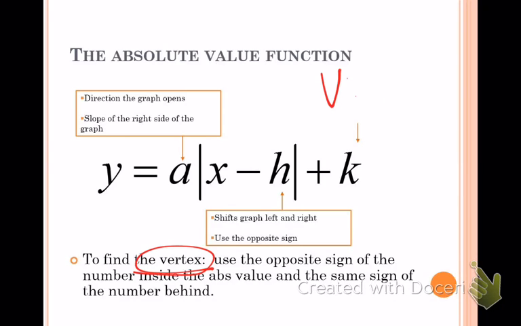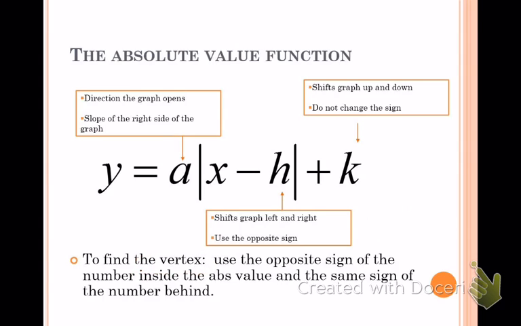And then we've got k. K told us how far the V shifted up or down. And the nice thing about k was when the V shifted up or shifted down, it went the direction that it looked like it should. So in other words, if we added k, then the V shifted up, and if we subtracted k, then the V shifted down. So it moved the way that we thought that it should. So we're not going to change the sign of that guy.